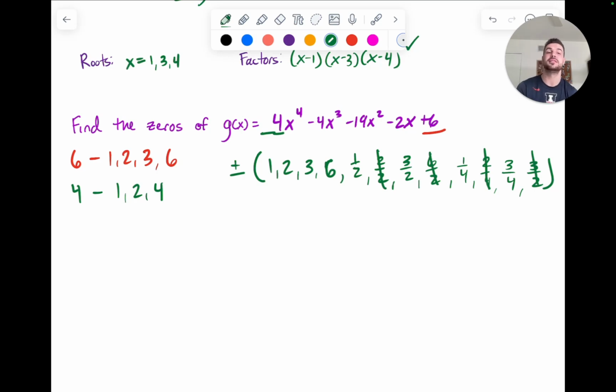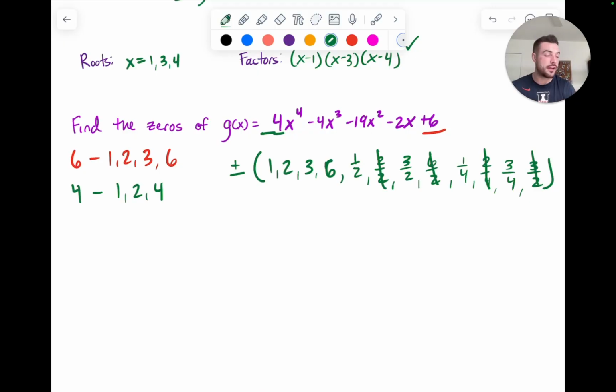All right, so this is the list of p over q values. That tells me if there are any real rational roots, they are going to come from this list. Positive and negative 1, positive and negative 2, positive and negative 3, positive and negative 6, positive and negative 1/2, positive and negative 3 over 2, positive and negative 1 over 4, and then positive and negative 3 over 4.